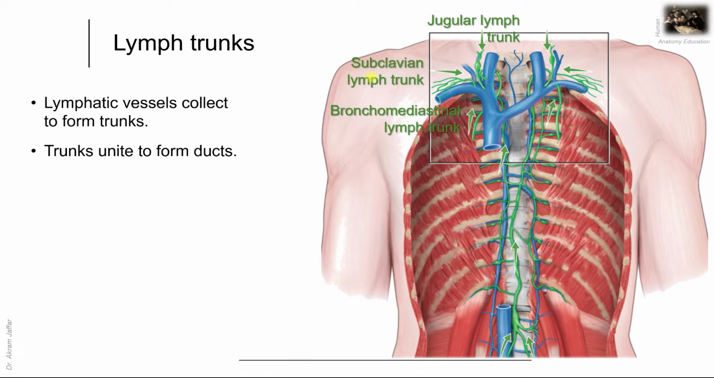Lymphatic vessels will collect to form the trunks, and these trunks will unite to form the ducts. For example, here we can see that there is a jugular lymph trunk which drains the lymphatic vessels of the head and neck. There is a subclavian lymph trunk which drains the lymphatic vessels of the upper limb. There is a bronchomediastinal lymph trunk which drains the lymphatic vessels from the thorax. And of course, there are lymph trunks in the abdomen. As I said, these trunks will unite to form the duct.